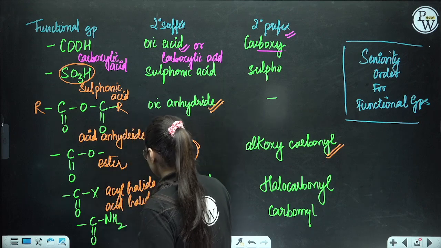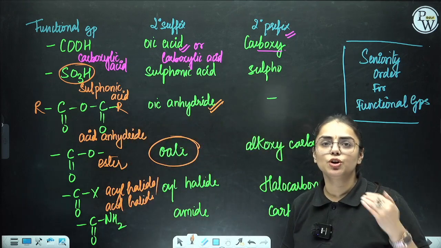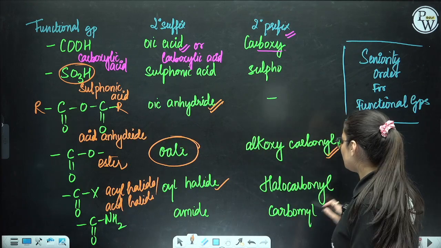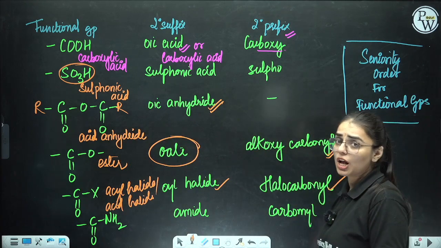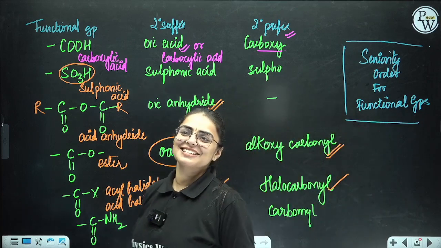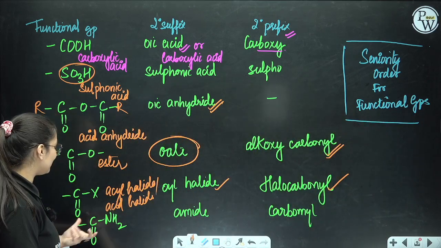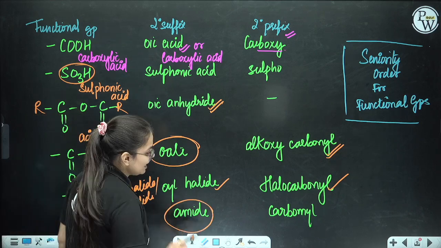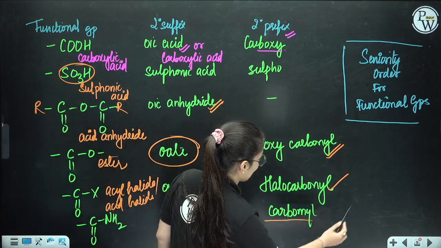Acyl halide or acid halide, it is one of the same thing, C double bond O X. For this, you are going to write the secondary suffix as oyl halide and the prefix will be halocarbonyl. Coming to the next one, here we have C double bond O NH2. For this, the secondary suffix will be amide and the secondary prefix will be carbamoyl.